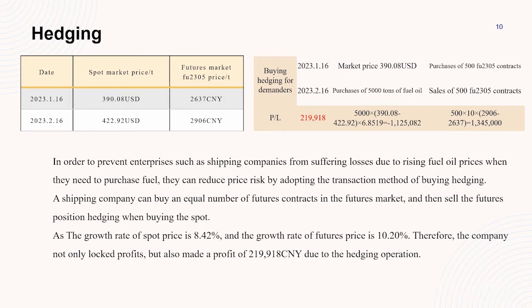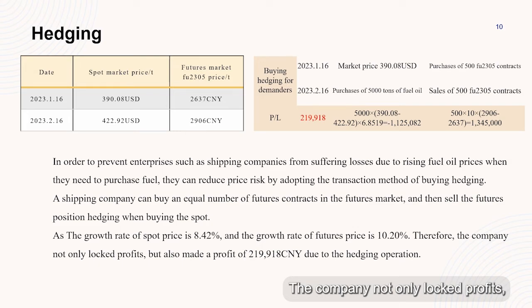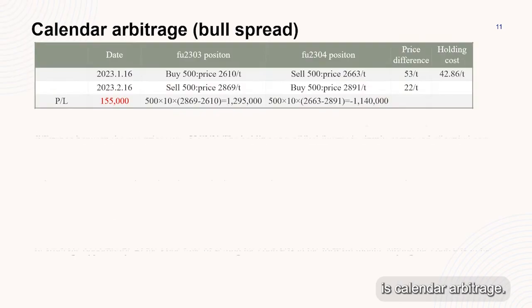In this case, as the growth rate of the spot price is lower than the growth rate of the future price, the company not only locked in profits, but also made a profit of about 220,000 yuan due to the hedging operation. The second one is calendar arbitrage.